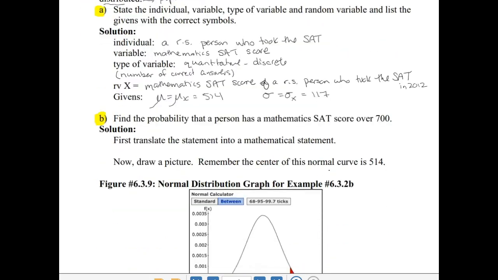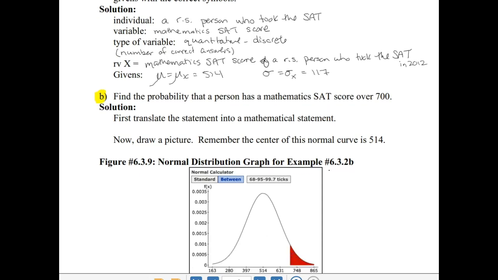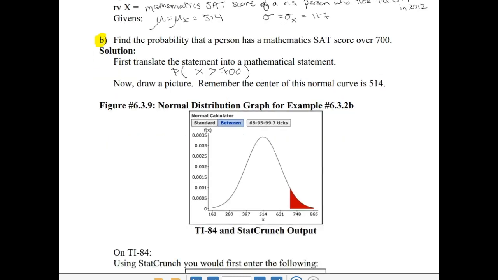So for part B, it says to find the probability that a person has a mathematics SAT score that's over 700. So again, we're going to start by translating that statement into a mathematical statement. We want a probability, so P parentheses, and the math SAT score is our random variable x, and we want that to be over 700, so to the right of 700 on the number line. So again, we're going to begin with a picture.